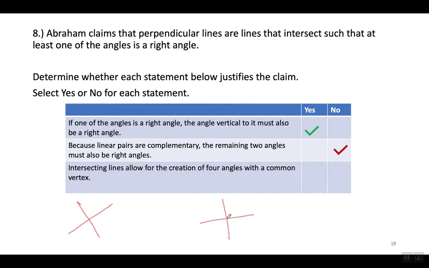Here are four angles that have a common vertex. All of those angles have a common vertex. Remember, when you have an angle, the vertex is where the two rays meet. Okay, so if you have intersecting lines, do they create four angles that have a common vertex? Yes, they do. So therefore, that answer is correct.